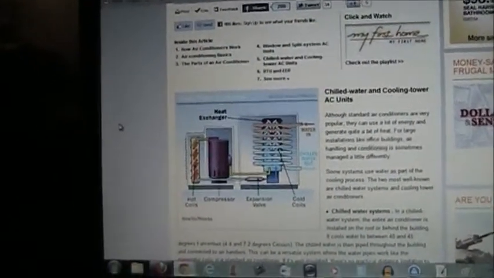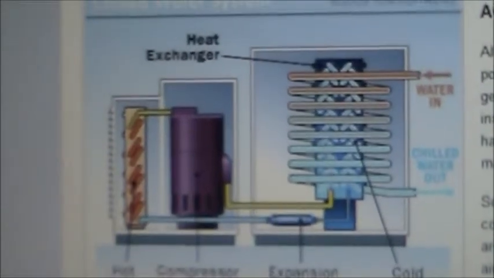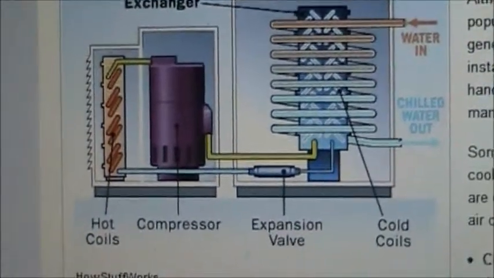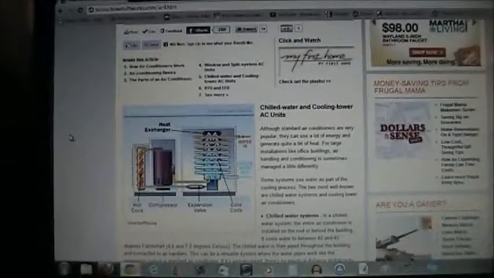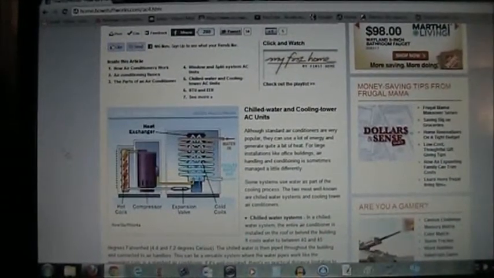That's how a chiller works. And again, you can go to this website and look this up to see it for yourself. But that was how an air conditioner works.